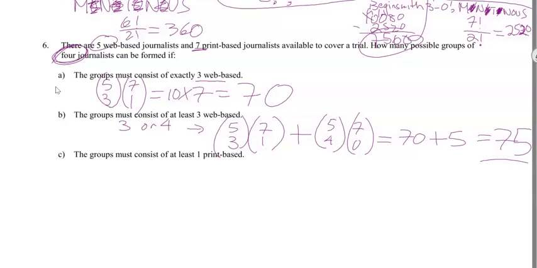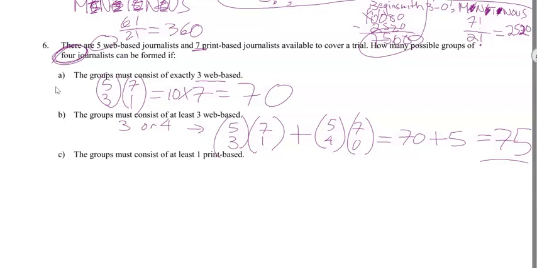Good. At least 1 print journalist. So how many print journalists could there be if there's at least 1? 1 or 2 or 3 or 4. Ignoring everything, what's the total possible number of different ways we could get print journalists? None, or 1 or 2 or 3 or 4. So there are 5 possibilities, but we want 4: the 1, the 2, the 3, the 4.